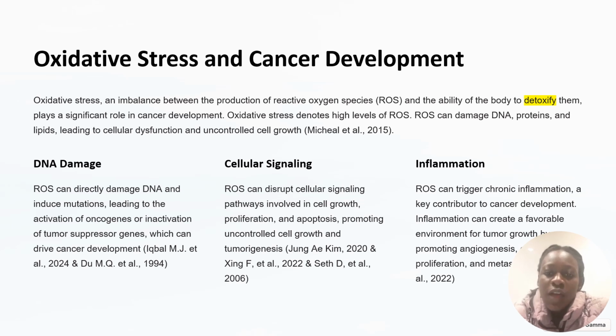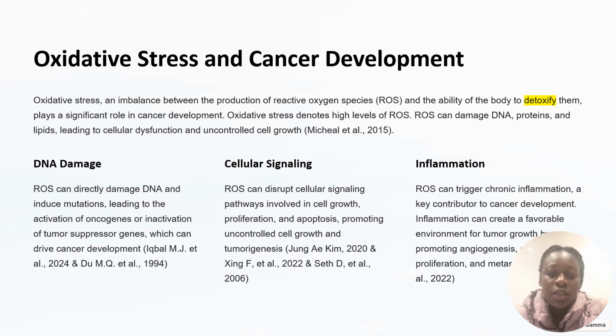oxidative stress denotes high levels of ROS, and ROS can damage DNA, proteins, and lipids, leading to cellular dysfunction and uncontrolled cell growth. Now, other mechanisms that support this theory are through DNA damage. So reactive oxygen species can directly damage DNA and induce mutations, leading to activation of oncogenes or inactivation of tumor suppressor genes, which can drive cancer development.